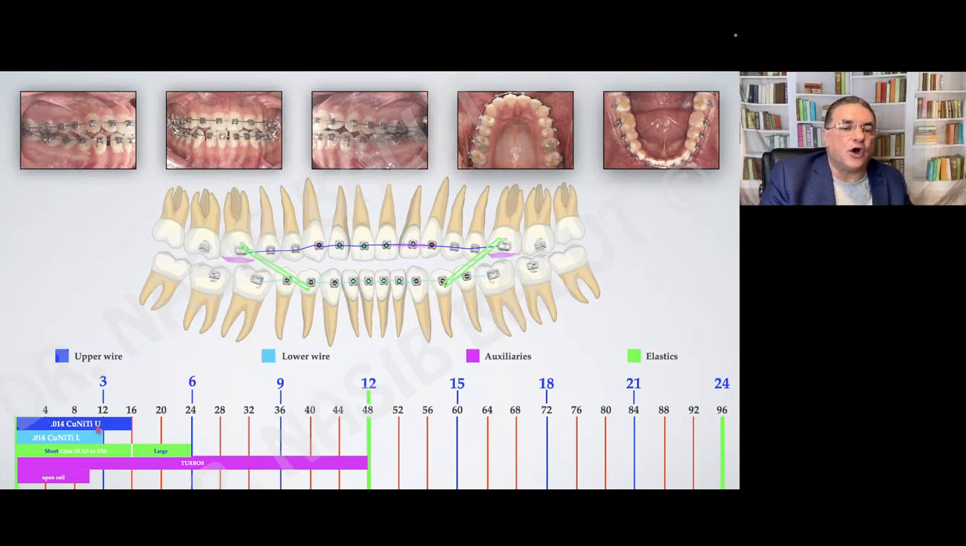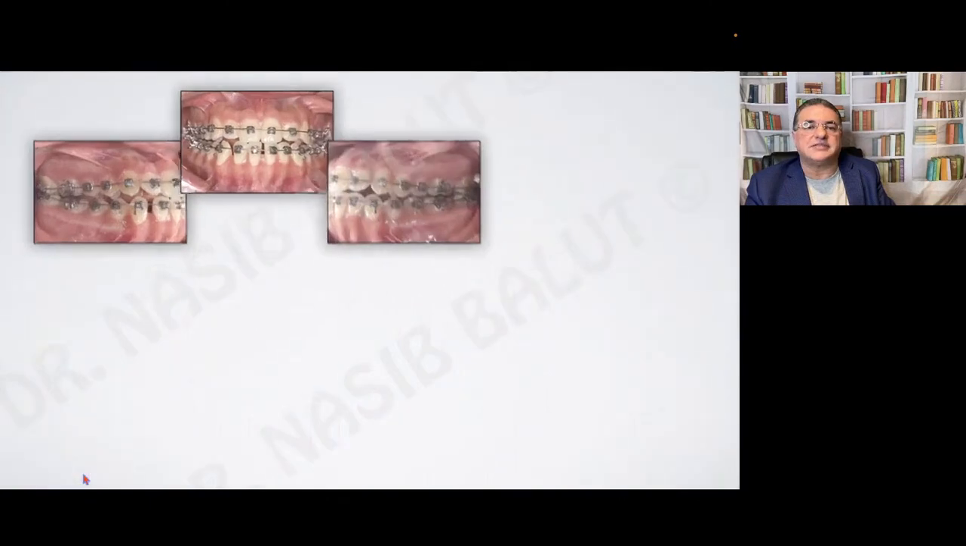So I left the upper 014 copper nickel titanium almost 4 months, the lower 3 months, the short class 3 elastics 4 months, and then I moved with the same force but larger, from cuspid to the molars. The bite turbos, I left them almost for a year, and the open coil, I left them less than 3 months to open up the space.